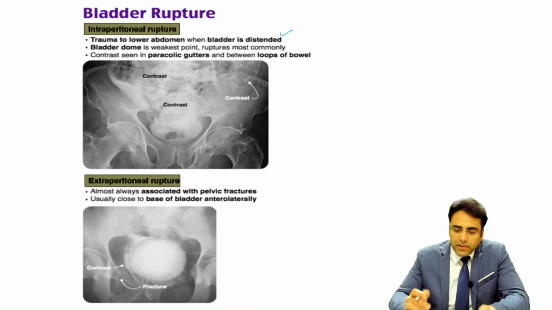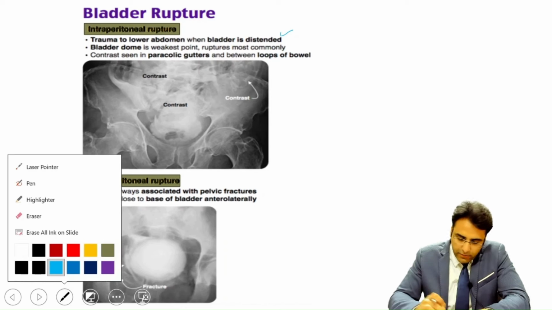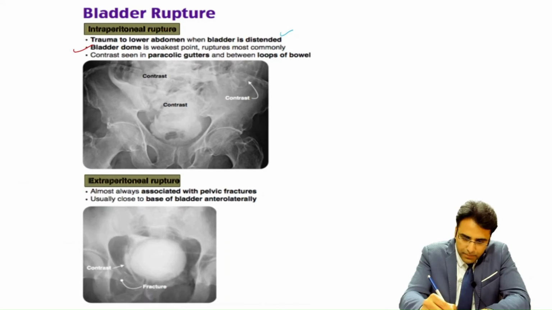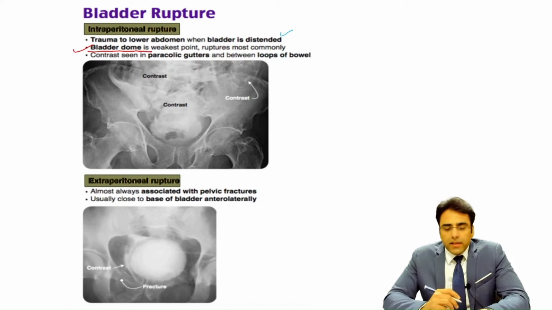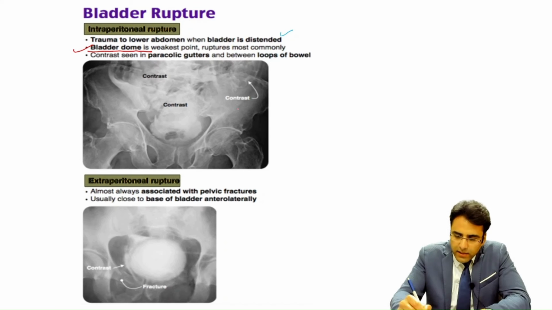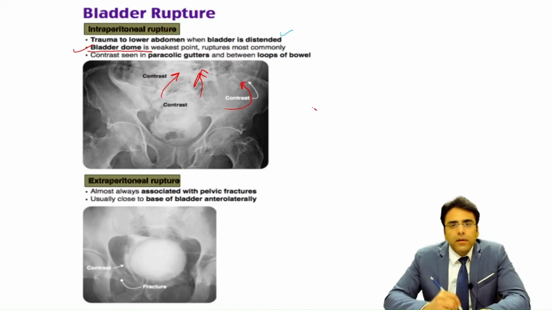Which is the most common site of bladder rupture? It is the bladder dome. So the contrast extravasation can be seen in the paracolic gutters and between the loops of the bowel. Clear? As you can see in this, there is extravasation of the contrast in the abdominal cavity, in the peritoneal cavity. Whereas in extraperitoneal rupture, what happens?